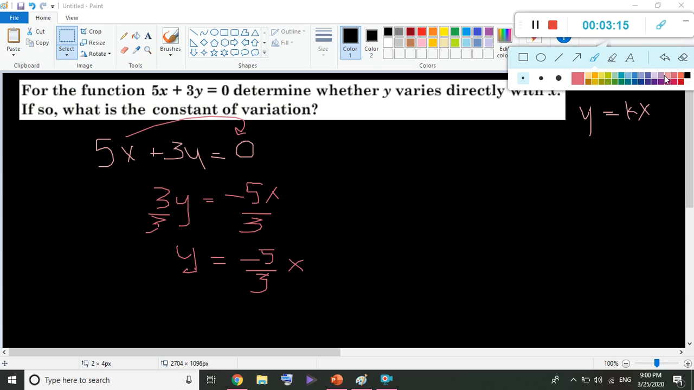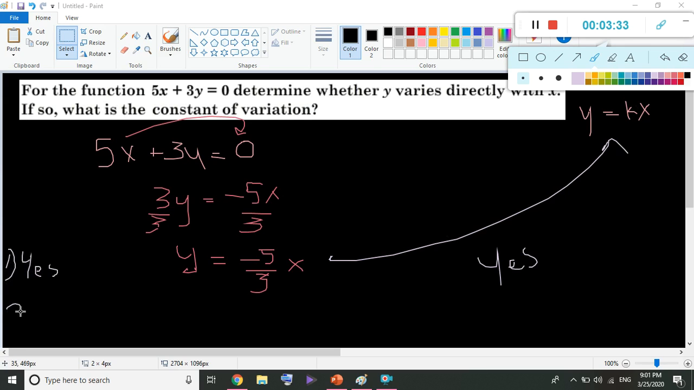So now we're going to check, is this form the same as this form? Yes. So the first thing here we got is yes, y varies directly with x because they have the same form. And what's the constant of variation here? Which is k. The constant of variation equals negative 5 over 3.